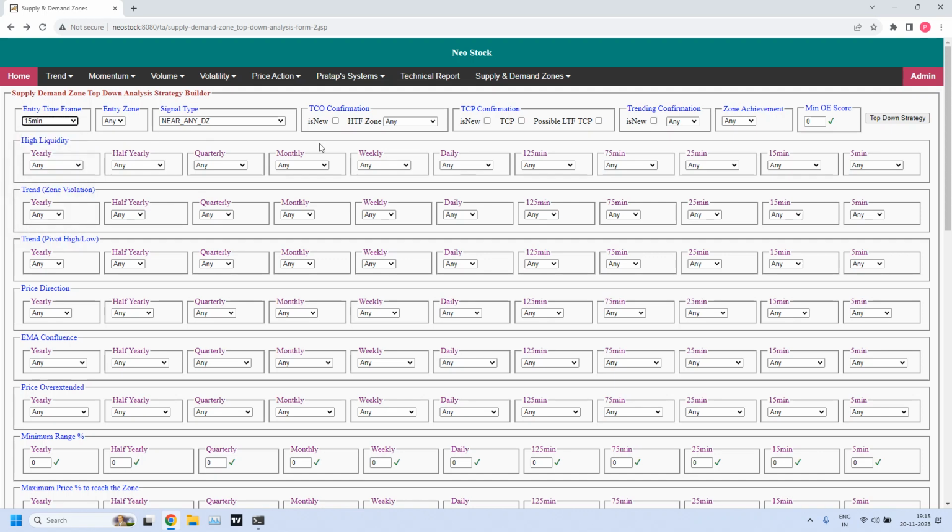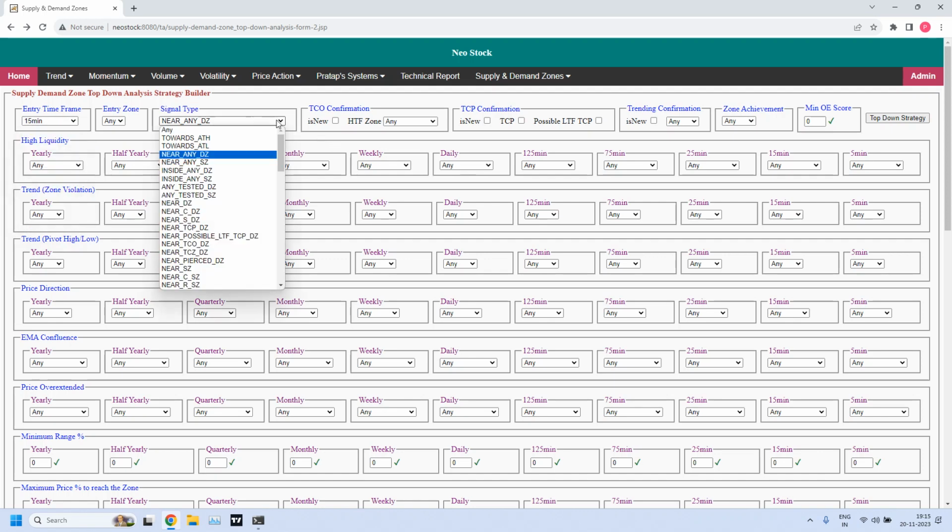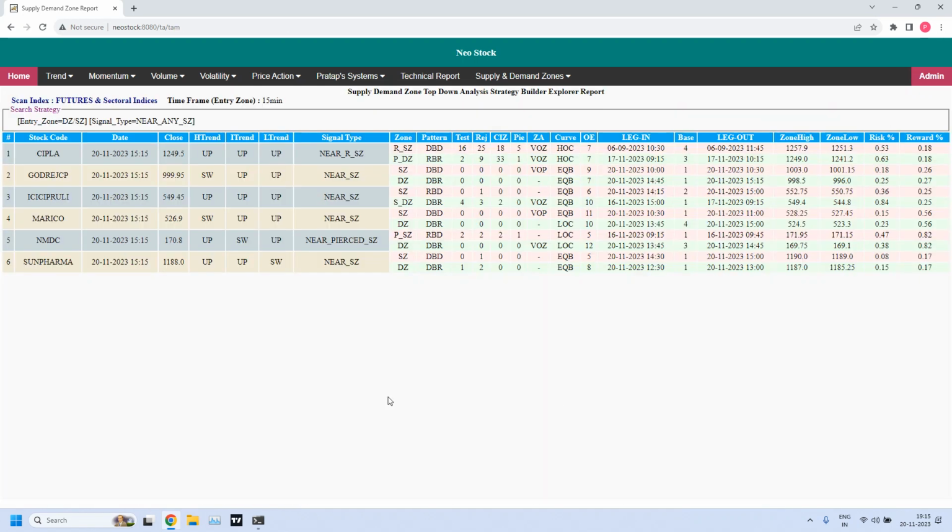Entry time frame is 15 minutes. Let us find the stocks which are near to the 15-minute supply zone. So a total of 6 stocks are filtered. These 6 stocks are near to the 15-minute supply zone. Oh God, Cipla has 15 tests, but it is already pierced 5 times.